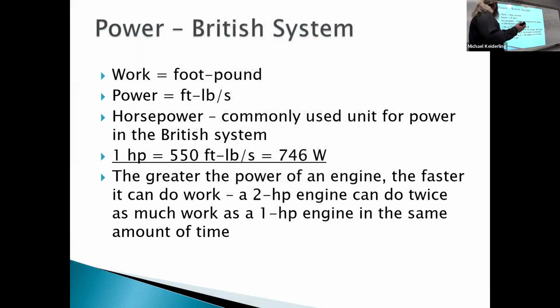So in the British system, work is measured in foot-pounds. Power is in foot-pounds per second. The commonly used unit for power in the British system is the horsepower, and it is 550 foot-pounds per second, or 746 watts. So the greater the power of an engine, the faster it can do work. So a 2-horsepower engine can do twice the work of a 1-horsepower engine in the same amount of time.